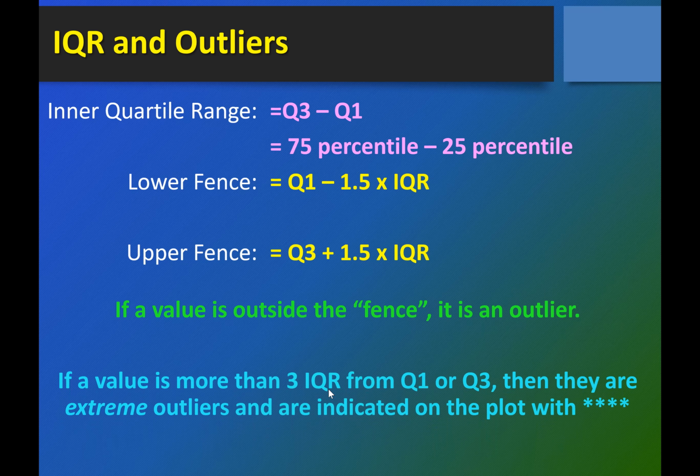And we extend this definition and say that if a value is more than 3 interquartile ranges away from Q1 or Q3, then we call those extreme outliers. That little asterisk, that star, is how we indicate it on a box plot. A regular outlier is just going to be a circle. Sometimes you'll see them displayed as squares just for computer sakes, but an extreme outlier is always going to be denoted by an asterisk.